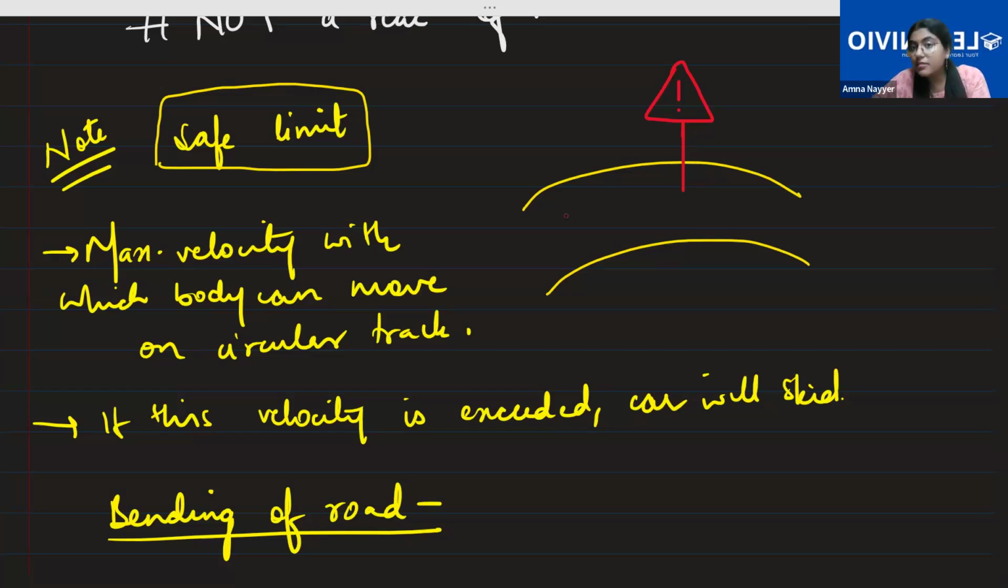If the speed is increased and the enough centripetal force, whichever is needed, is crossed, if the velocity is exceeded, the car has a tendency to skid away, and it can definitely fall off. That's why the safe limit is present, and this is lower than what is there on normal straight roads. So we have to calculate, and we'll see. The reason is that friction force acts and it supports the maximum velocity with which the body can move on a circular track. If this velocity is exceeded, the car will skid.